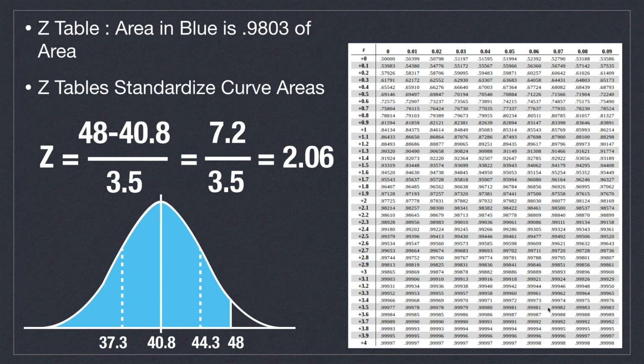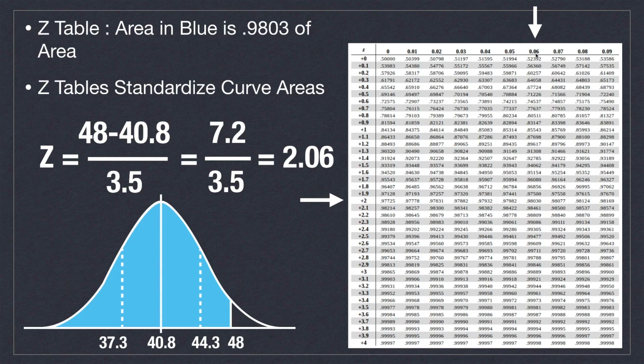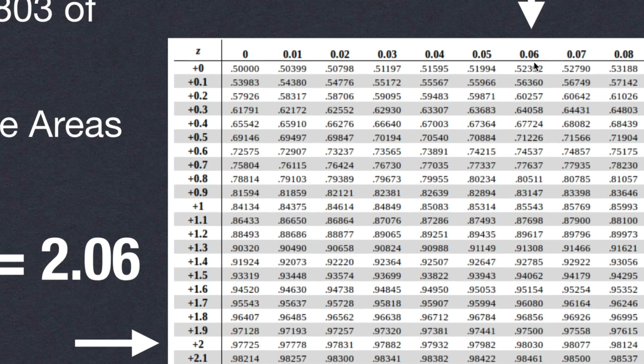So this is a z-table on the right side of the screen. And if we know our mean is 40.8, as you can see down here, the standard deviation is going to be 3.5, and we want the area to the left of the point 48, so we want all this area. We perform our calculation to get 2.06. We can then find 2.0 right here. There's the 2. And then across the top, we can find 0.06, which is right here.